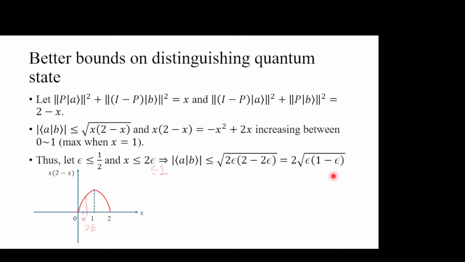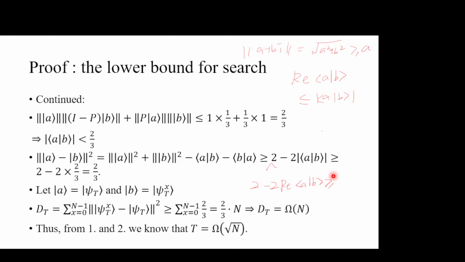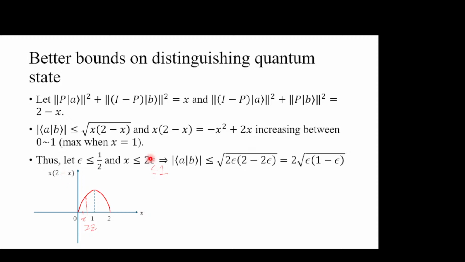Any question? Yeah. So this is a better bound on the inner product, and by this upper bound on the inner product, you can get another, better lower bound on the distance between two vectors. It goes through the same thing, so it should be 2 minus 2 square root of epsilon (1 minus epsilon).